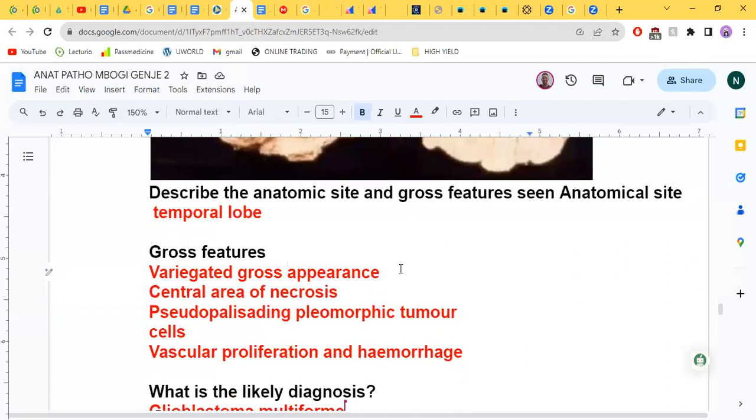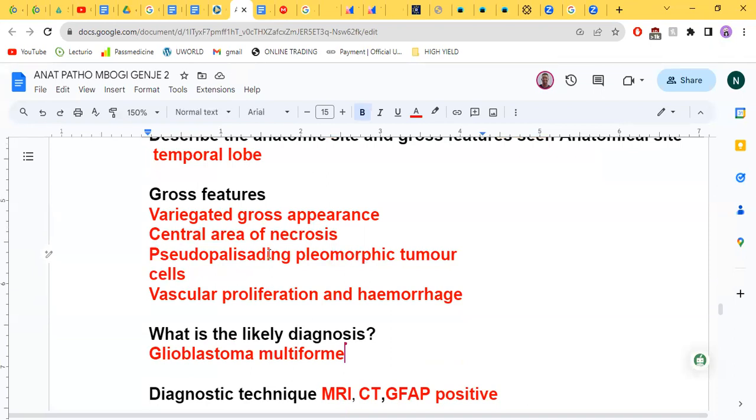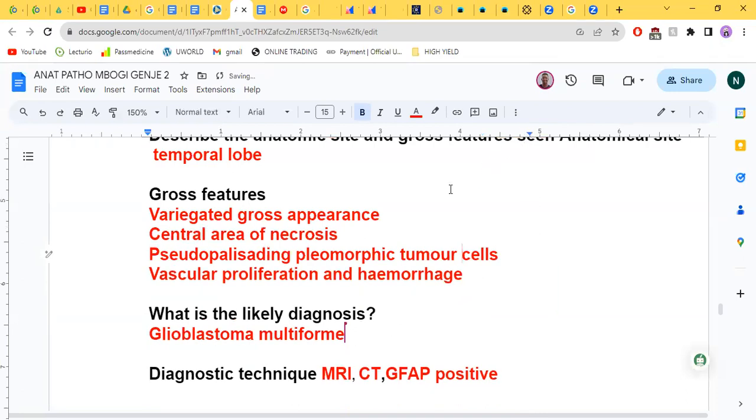Next, pseudopalisading, pleomorphic tumor, and vascular proliferation and hemorrhaging. For pseudopalisading, when you look at these cells using the microscope, you'll notice some areas of very purple staining nuclei, some areas of less or pink staining, and some areas where there are no nuclei. There's an area where there are a lot of nuclei and an area where you lack nuclei. This sort of contrast is what you call pseudopalisading.